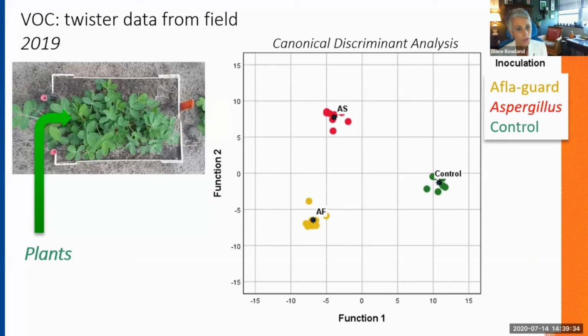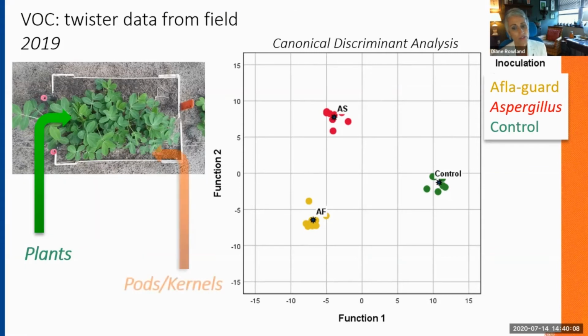We collected VOCs very similarly to the way that we did in the greenhouse. So again, attaching twisters to the leaves within the pegging pans. And this is very preliminary data. Again, not a lot of data points, and we're continuing this research this year. But so far, we have been able to detect differences coming off of the leaves in the VOC signatures from our 3 inoculation treatments, from Aflagard, aspergillus, and then non-inoculated control.